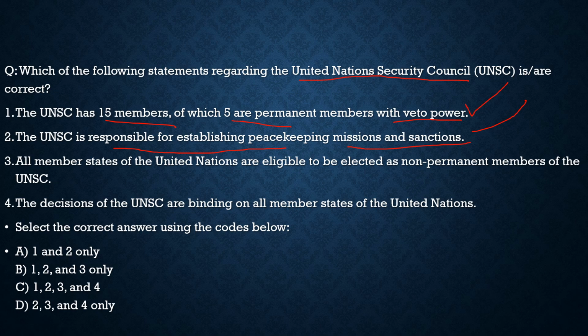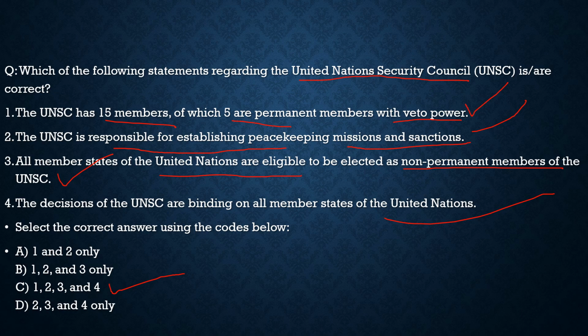Statement 3, all the member states of the United Nations are eligible to be elected as non-permanent members of the UNSC, 100% correct. Statement 4, the decisions of the UNSC are binding on all member states of the United Nations, 100% correct. So with respect to this question, the correct option is option C, which is 1, 2, 3 and 4. With respect to this United Nations Security Council, I hope you got the basic idea, and we also discussed who the permanent members are and why there is a need for reform in the United Nations Security Council.